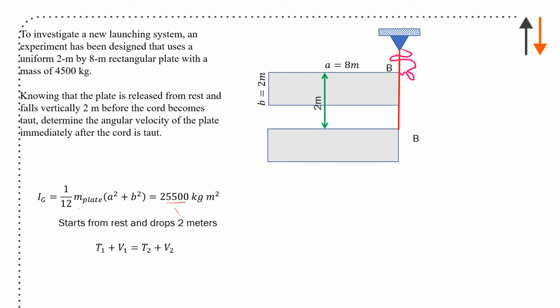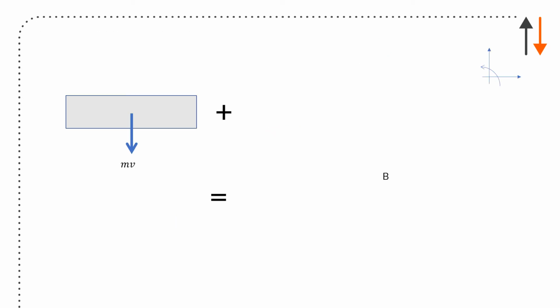Since it starts from rest and drops 2 meters, I know I can use work energy here, so it's T1 plus V1 equals T2 plus V2. T1 starts out at 0 because it's zero velocity, and when it drops to the low point, I'm going to call that 0 also. So initial potential energy equals final kinetic energy: mass of plate g h1 equals 1/2 mass of plate v squared. Putting it all together, you get the standard equation, v equals square root of 2 g h1, which is equal to 7.62 meters per second.